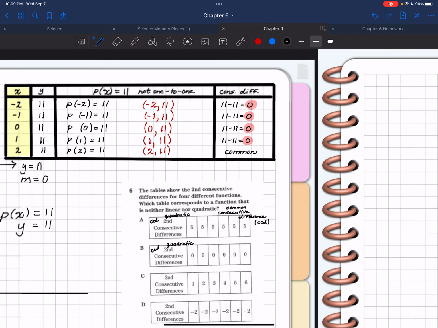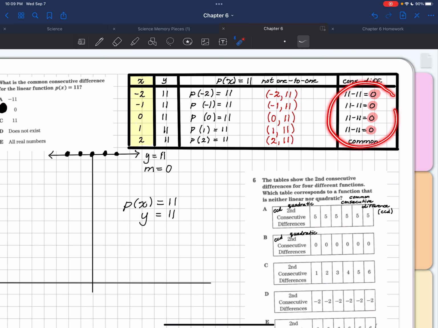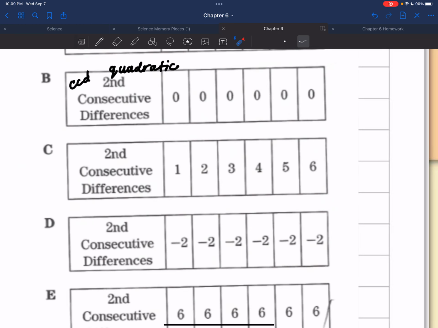In other words, this is the column we're looking at. They're just showing it to us across the page instead of up and down like mine. All right, this one, at the second level, it is not common. So it is not quadratic. It's not linear either, because linear would have already been common. So I think this is the answer we're looking for.